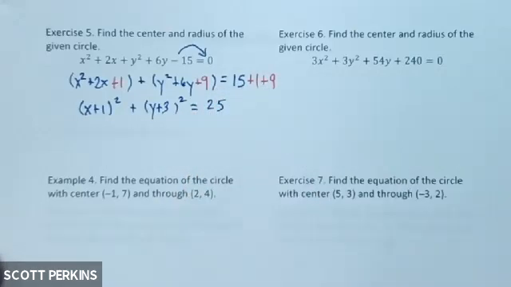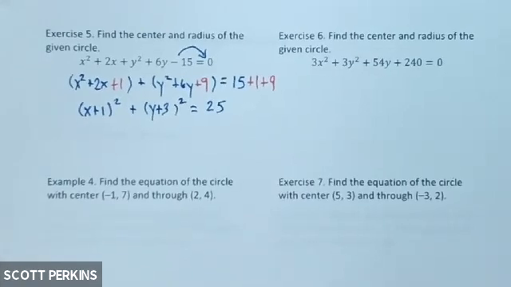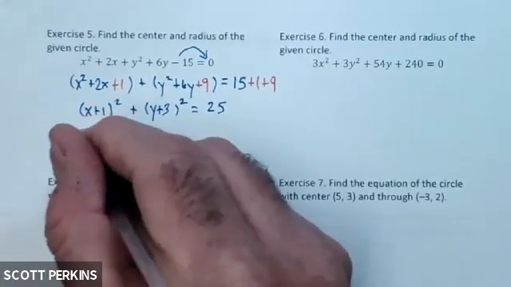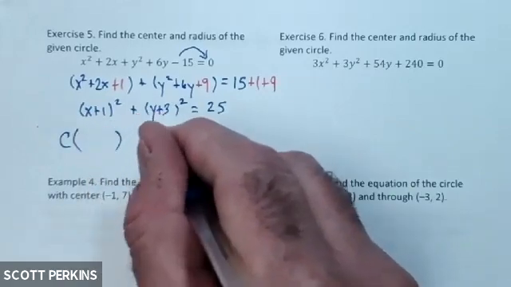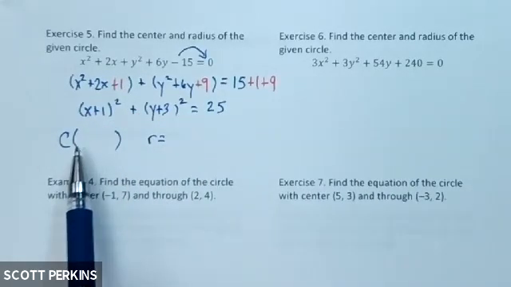So there is my center radius form, which now allows me to just read the center right off and read the radius. So what's the x coordinate of the center going to be?